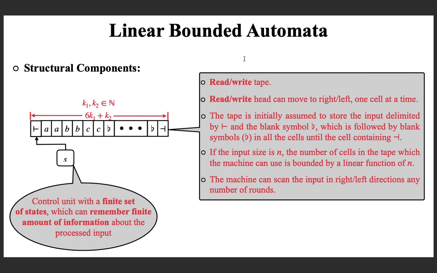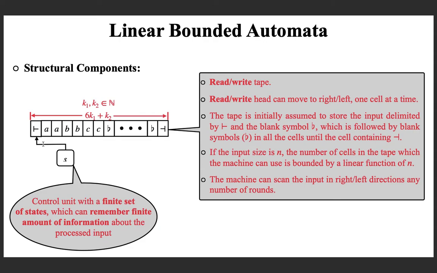And the last point, the machine can scan the input in left and right directions any number of rounds. So maybe you can go all the way to the right, come back and repeat any number of times. So this is the structure of a linear bounded automata.